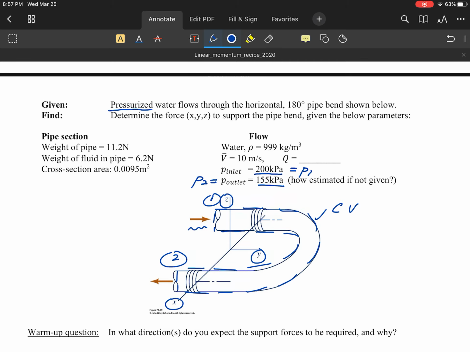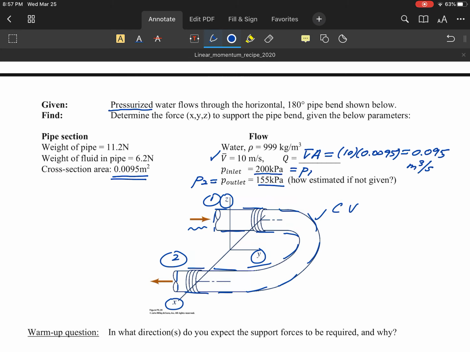We have a velocity of 10 meters per second. The area of both of those cross sections is just 0.0095. So as usual, Q is equal to V bar times A, which is equal to 10 times 0.0095. And we can do that one in our head, and we get 0.095 meters cubed per second for the flow rate, okay? So we have our flow rates, we have our velocities, and we have our pressures.